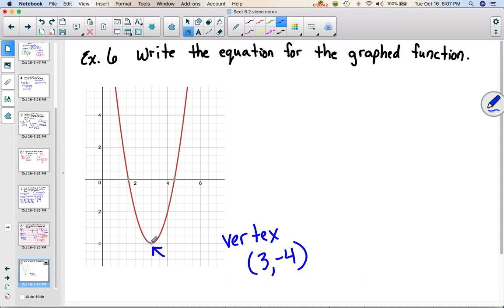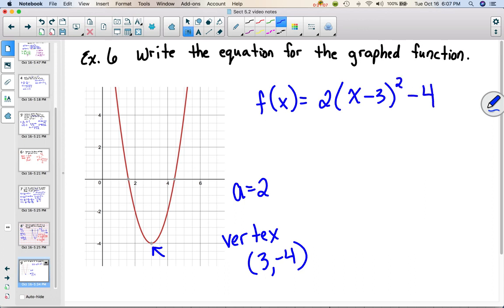Well, what happens if I go over 2? If I go over 2, I'm going to go up 1, 2, 3, 4, 5, 6, 7, 8. So I can tell this is vertically stretched by 2. So my value of a is 2. That's all I need. So I'll call this f of x. We're going to have 2 times (x minus 3) quantity squared minus 4. And that's the equation for my graphed function.